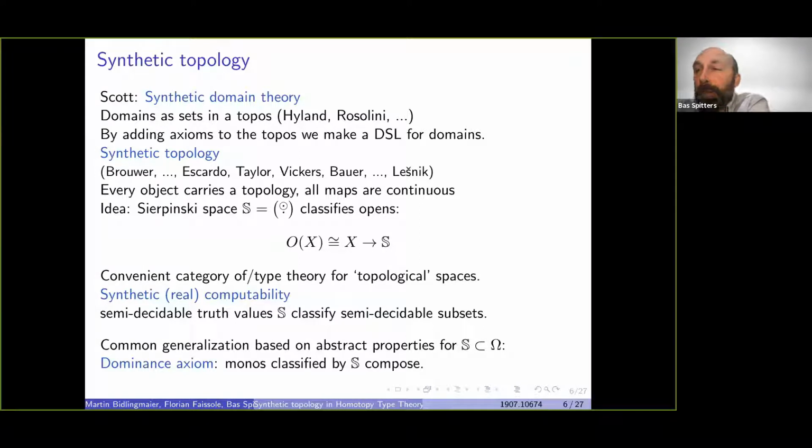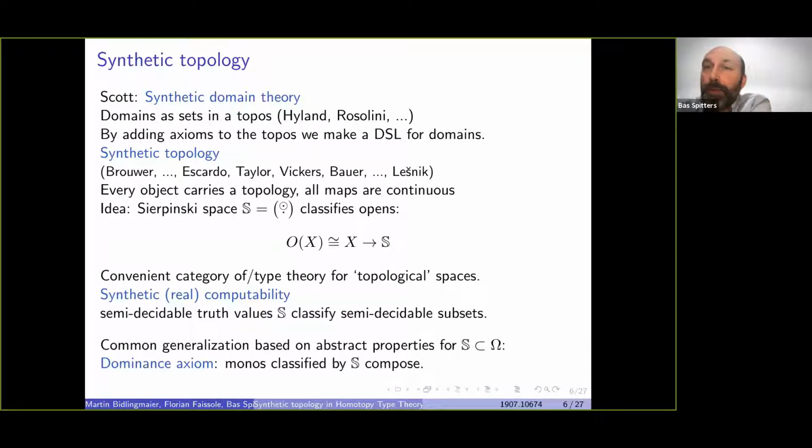So the idea is to have a category where every object comes with an intrinsic topology, and all maps will be continuous in this setting. So how do we do this? The basic observation is that in classical topology, already the Sierpinski space works as a classifier for open sets, very much in the same way as the subobject classifier in a topos works as a classifier for monomorphisms. So in classical topology, we have a correspondence between open sets of a space X and maps from X to the Sierpinski space.